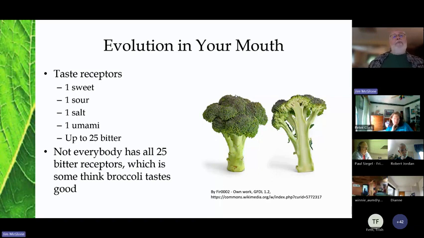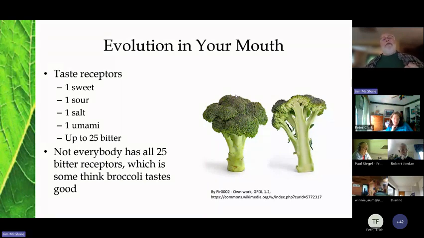And I say up to 25% because not everybody has all 25 bitter receptors, which is why there are some people who are not going to survive the apocalypse who think broccoli tastes good, because broccoli and Brussels sprouts and cauliflower all produce these bitter chemicals, but not everybody has the taste bud to taste those chemicals. And the reason we have all of these receptors for bitter is so that we will know if there is a high concentration of a toxin in a plant.